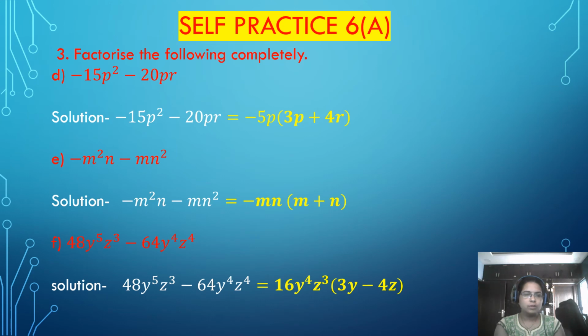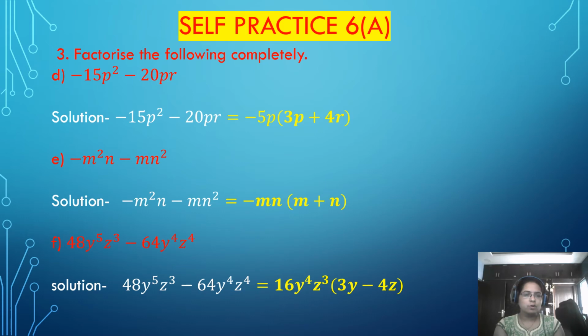Now we solve question number D. D: minus 15p square minus 20pr. Here 15 is 3 multiplied with 5, and p square is p multiplied with p, and minus 20. 20 is 5 multiplied with 4, and pr. So here 5 is the common factor. 5 multiplied with 3 is 15 and 5 multiplied with 4 is 20. So 5 is the common factor and p square. Here p multiplied with p and here p only.